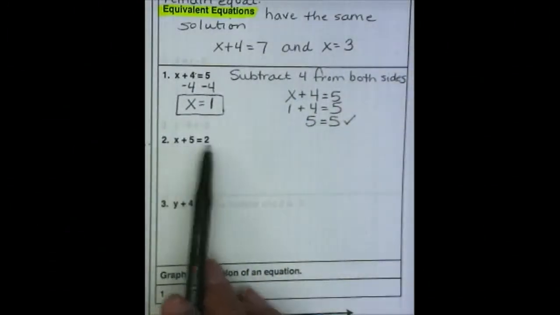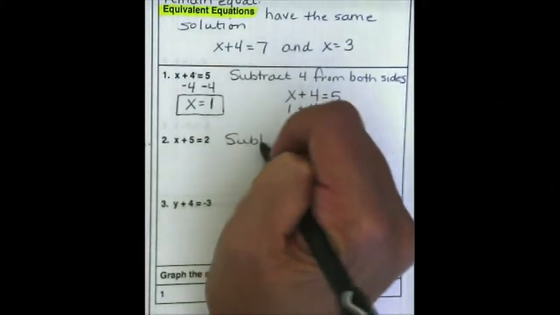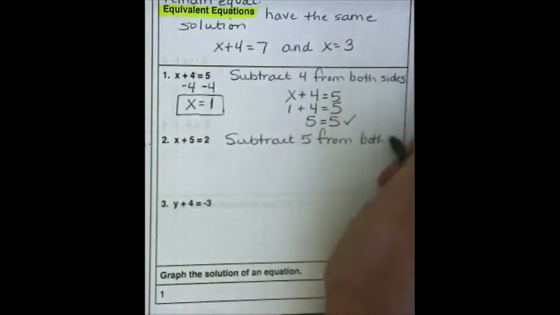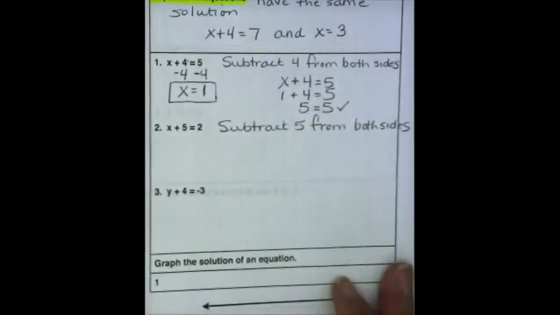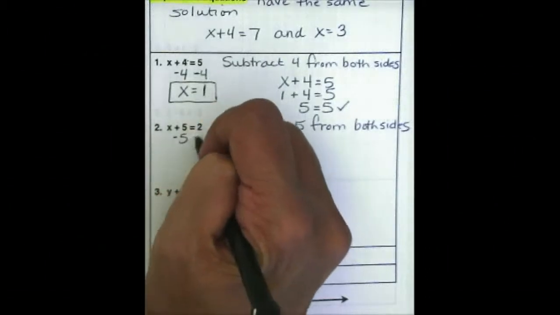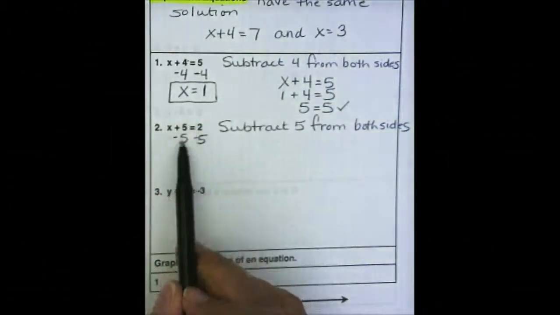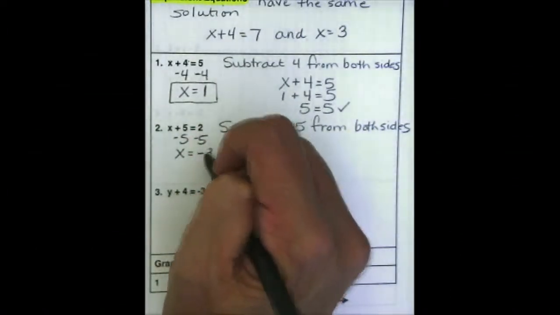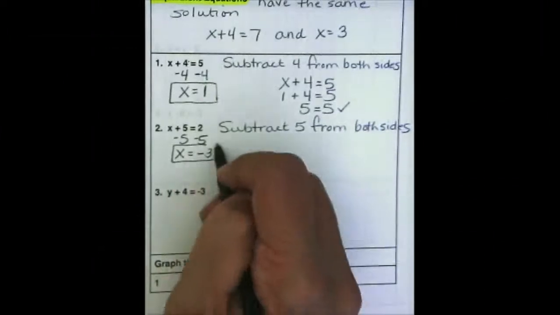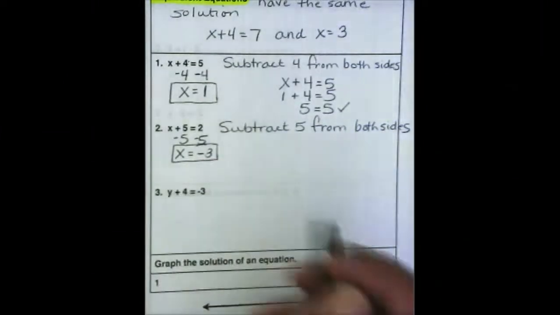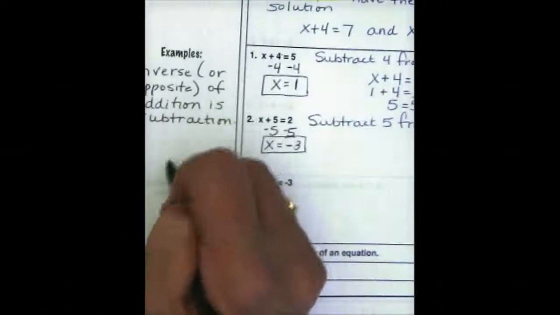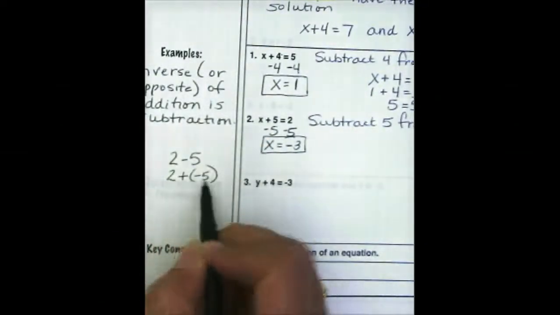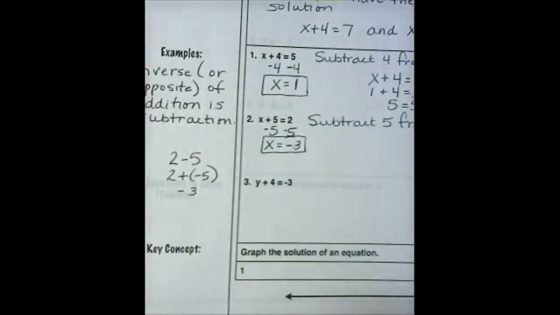In number 2, we have x plus 5 equals 2. To solve it, we're going to subtract 5 from both sides, so we'll take minus 5, minus 5. We know that 5 minus 5 is 0, so that leaves us x on this side. And 2 minus 5 is negative 3. If you're not sure about your integers just yet, find some space and work that out. We'll just show it over here: 2 minus 5 equals 2 plus negative 5, and we know that 2 plus negative 5 is negative 3. If you need to show work, go ahead and show it.